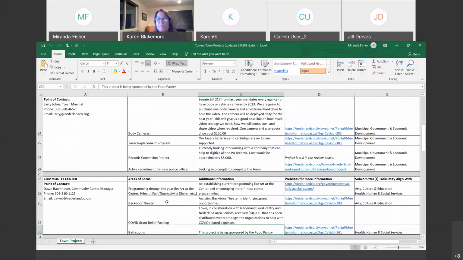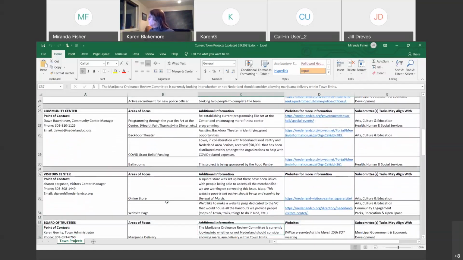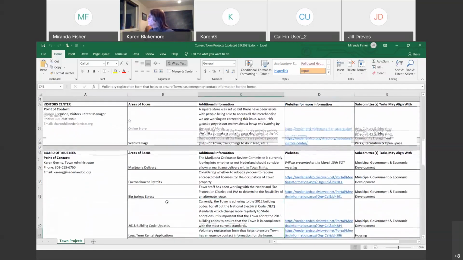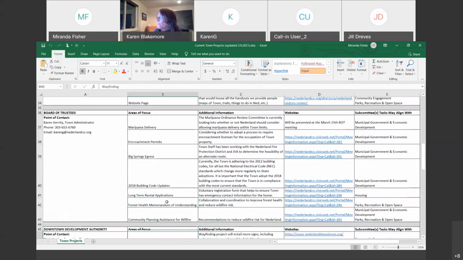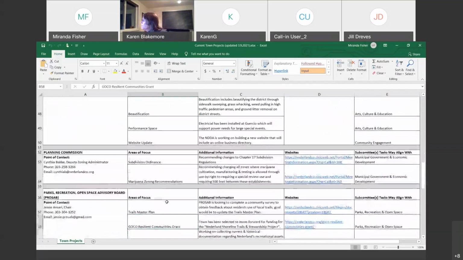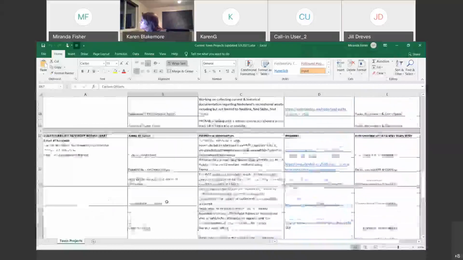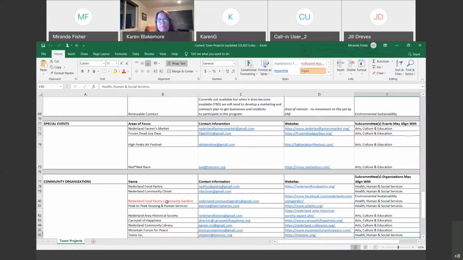And while I have Backdoor Theater listed here, which we know Kayla's involved with, we're just trying to streamline who you could talk with first. I also included the Visitor Center. Board of Trustees is really more specific to tasks that the board has asked town staff to work on, and the status of that. Then Downtown Development Authority, Planning Commission, ProSAB and SAB. And then all the way at the bottom, I added some common special events that happen, and community organizations.